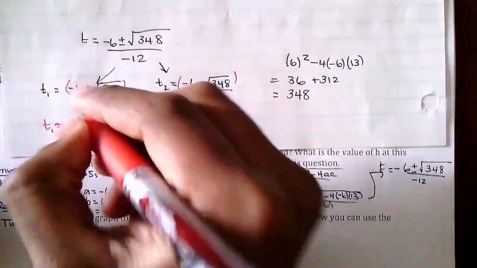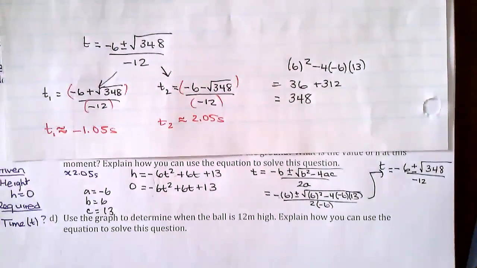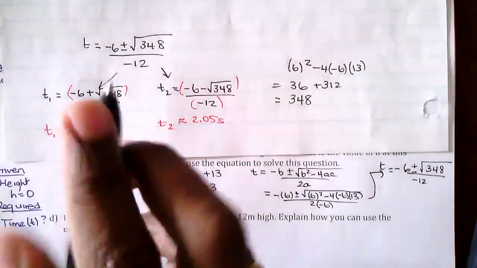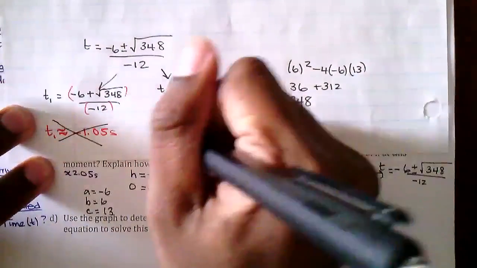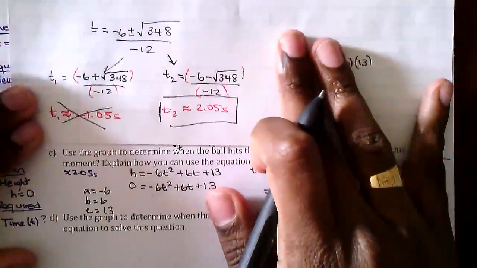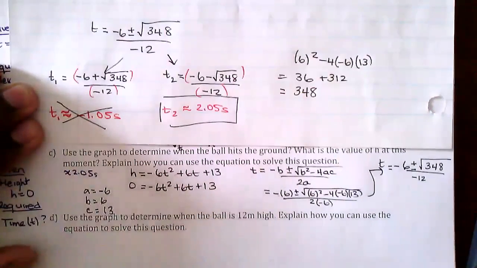Okay, again, don't forget the context behind these. T was measuring time. This is in seconds. Already, you should see that one of these solutions is meaningless. Again, we cannot have negative time. So this does not work, and this is our only answer, 2.05 seconds, which happens to match up with what we initially predicted as well.